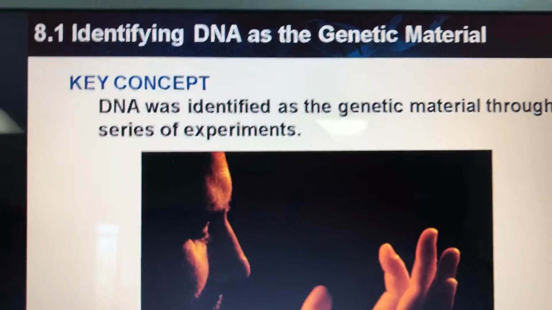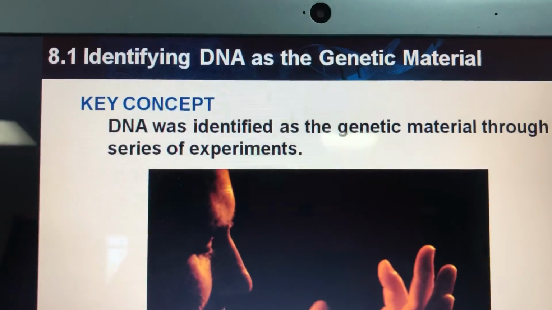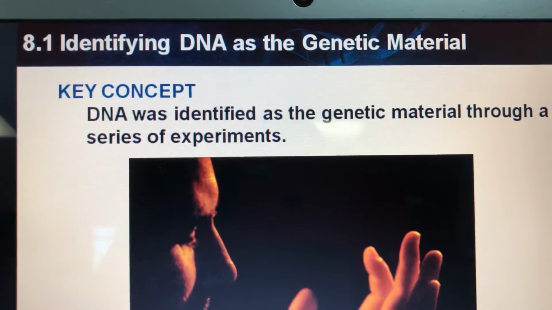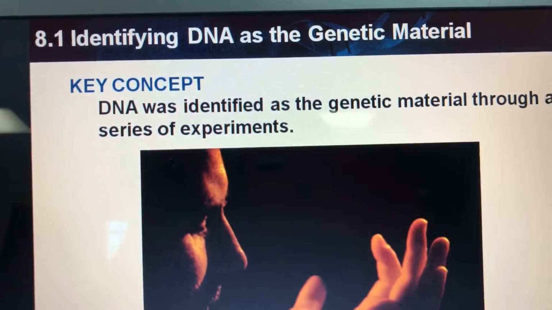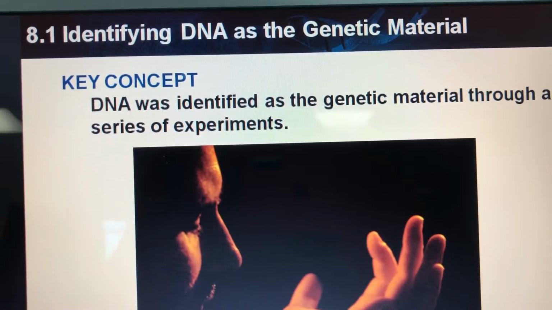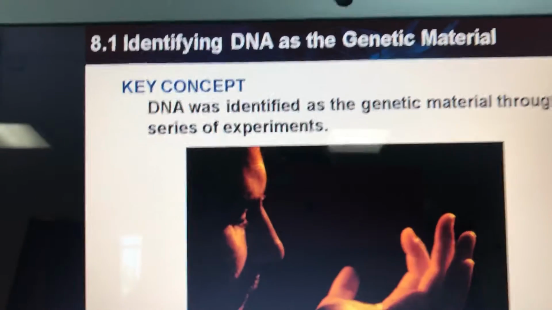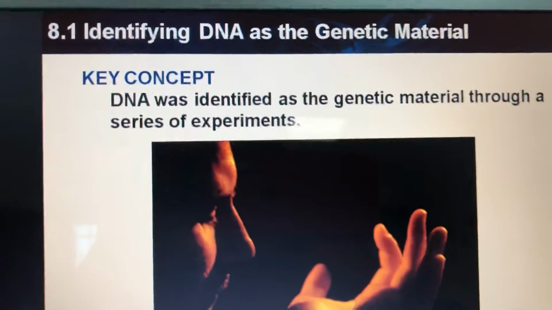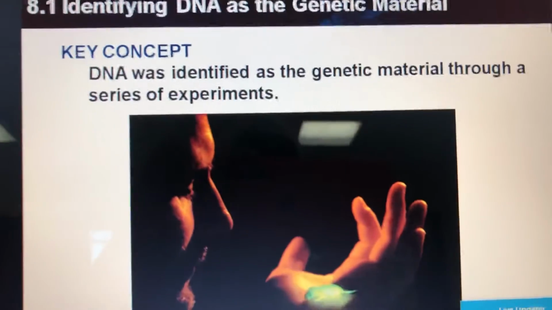Now, we learned before about Mendel's findings about heredity, Morgan, and other scientists. Okay? They told us about chromosomes, but none of them discovered anything about the DNA. So, in this lesson, we will learn how the scientists made experiments to identify that DNA is a genetic material.